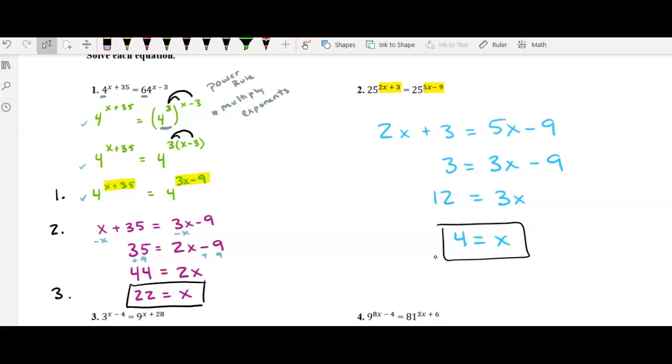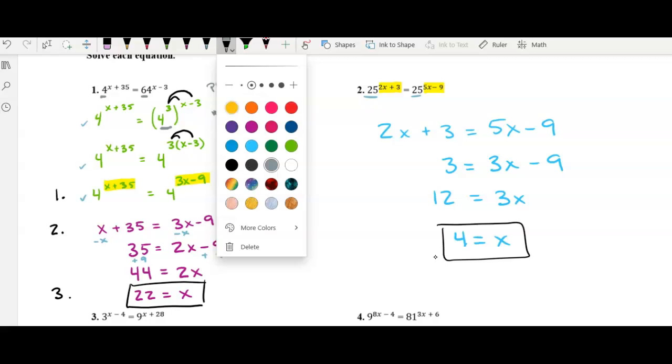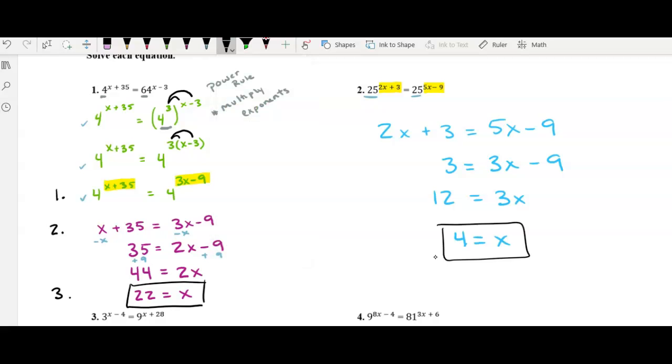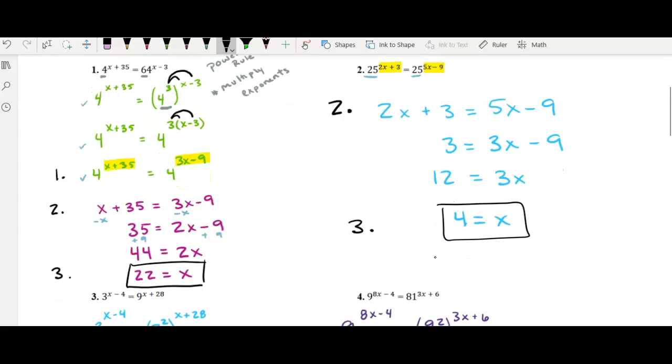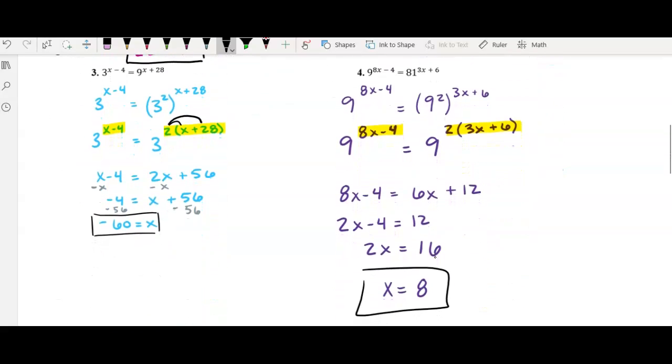Number 2 was quite easy because we already had base 25 on both sides. So step 1 was already done, and we went straight to step 2, setting exponents equal to each other. Step 3, solve. So you can pause this while you're working through 3 and 4, or check your work. We're just going to scroll through the rest of these slowly.